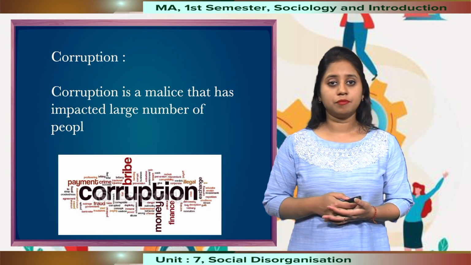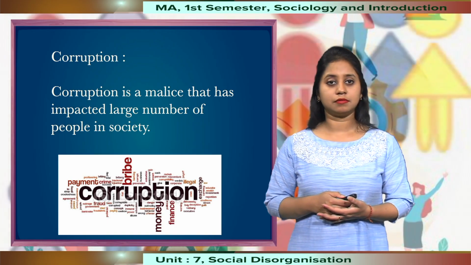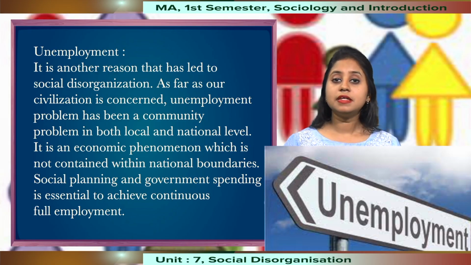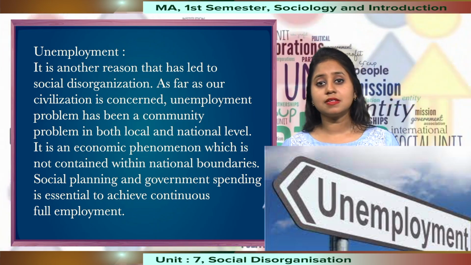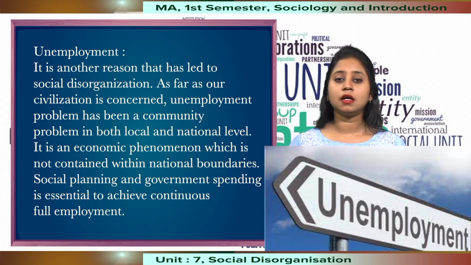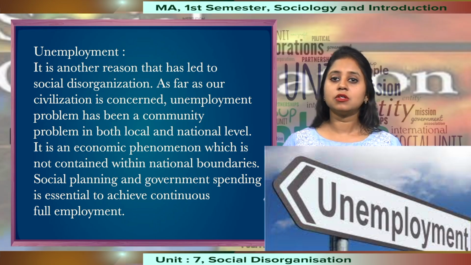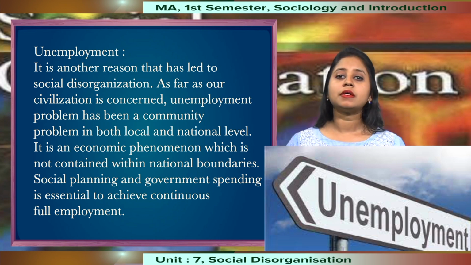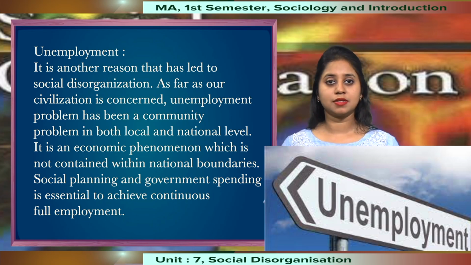Then we have corruption. Corruption is a malice that has impacted a large number of people in society. Thirdly, we have unemployment. It is another reason that has led to social disorganization. As far as our civilization is concerned, the unemployment problem has been a community problem both at the local and at the national level. It is an economic phenomenon which is not contained within national boundaries. Social planning and government spending is essential to achieve continuous or full employment.